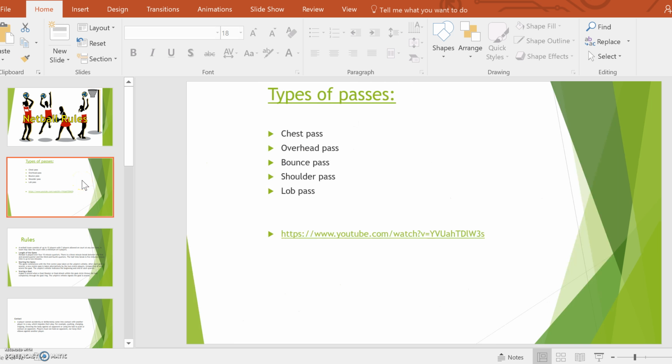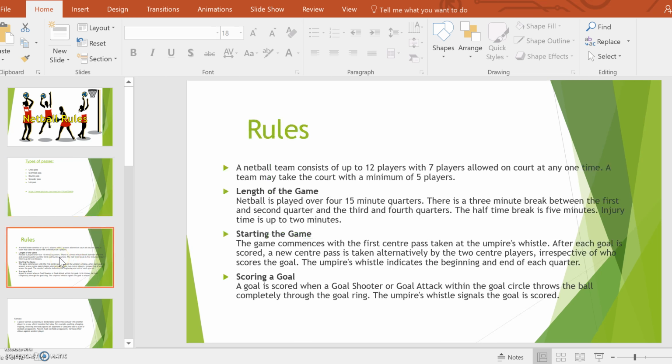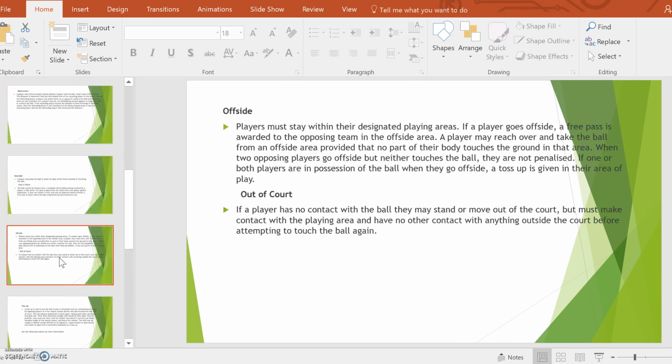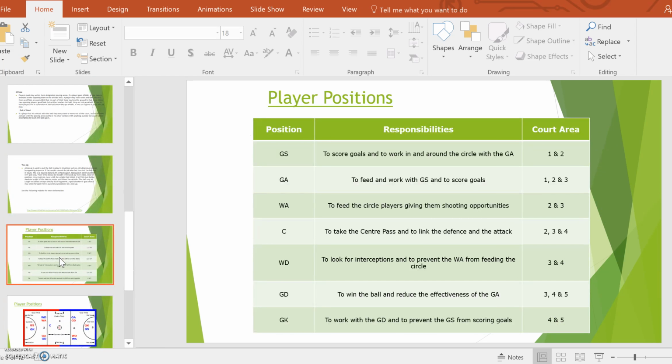So the 5 types of passes in netball: chest pass, overhead pass, bounce pass, shoulder pass, and lob pass. I've included a video here that you can access that demonstrates these passes, as well as when is the right moment to be utilizing those passes in a game situation. I'll skip through these rules because I mainly wanted to discuss the player positions.